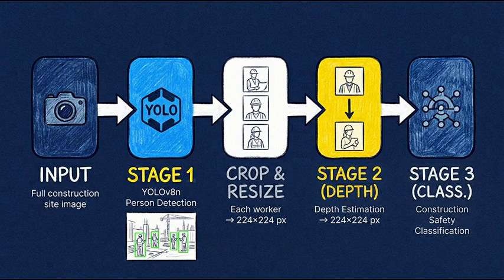The complete system operates in 2 stages. In Stage 1, a pre-trained YOLOv8n model scans the full construction site image and draws a bounding box around every detected person. In Stage 2, each person crop is resized to 224 by 224 pixels and passed to a fine-tuned MobileNet v2 classifier, which outputs a probability of helmet compliance. If any single worker in the image is classified as non-compliant, the safety alarm is triggered immediately.